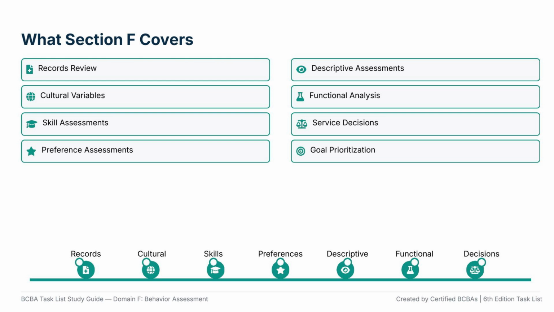Section F includes several major assessment components. You will see questions about reviewing records and background information. You will assess skills, preferences, and patterns of behavior. You will also evaluate behavior using descriptive and experimental methods. Finally, you must decide whether services are needed and what behaviors to prioritize. All of these pieces work together to guide treatment planning.